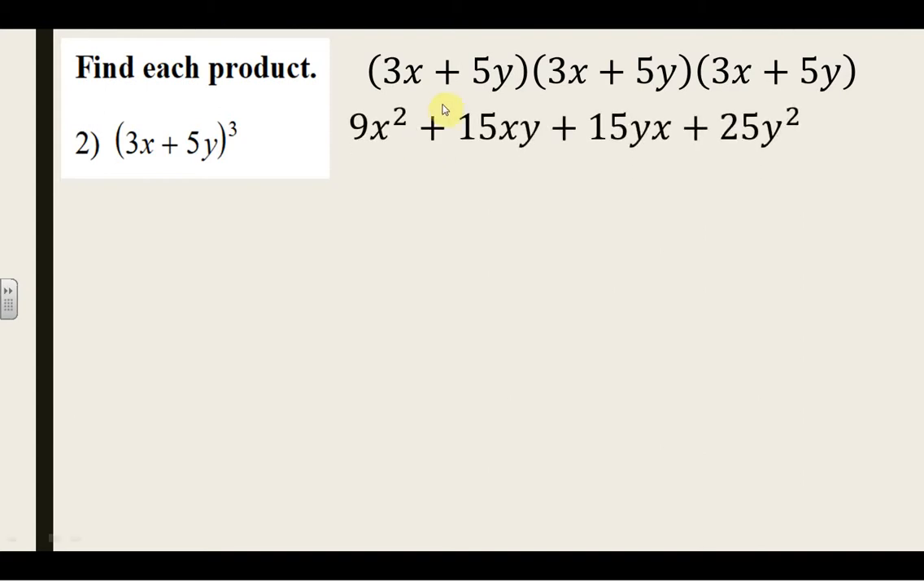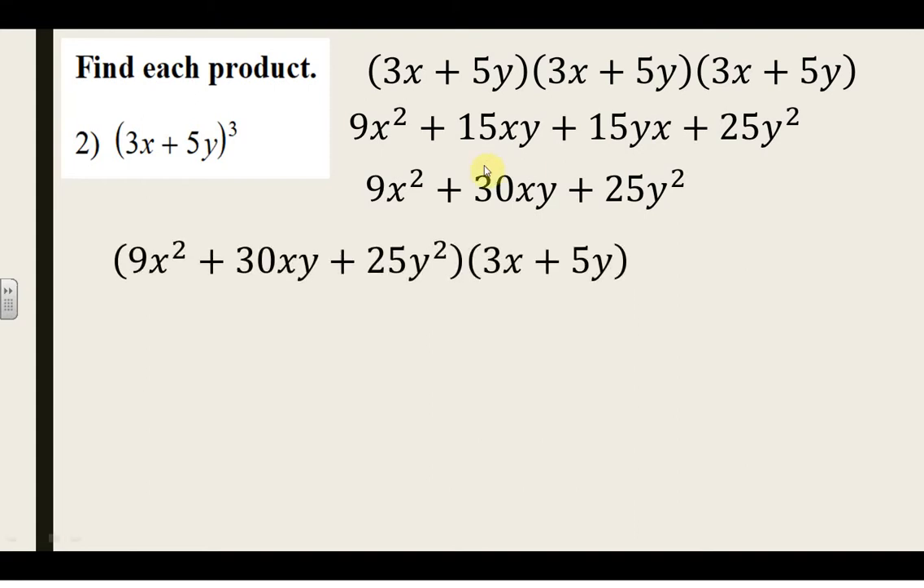So the first one. Boom, bada boom. Now remember, 15xy and 15yx are the same thing, because multiplication is commutative. So that'll simplify to that. Then you have to do it one more time. And remember, we put this back in parentheses, and now we're triple distributing.